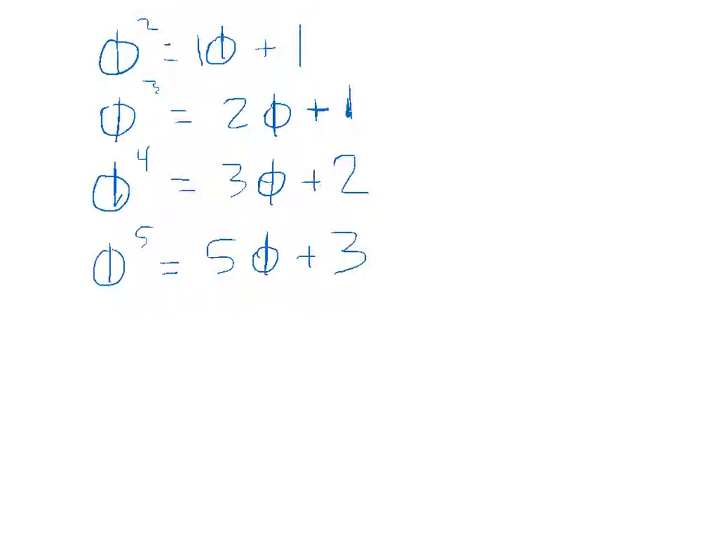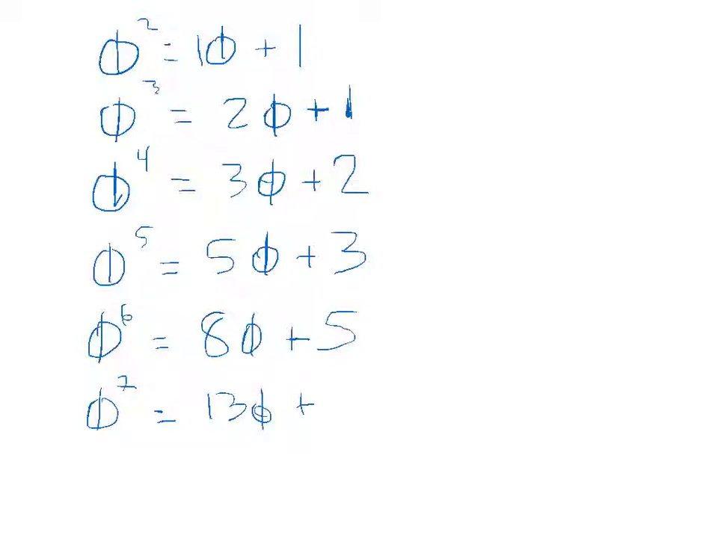So the coefficients on phi go 1, 2, 3, 5. Those are all Fibonacci numbers, and the next one would be 8. So let's guess phi to the 6th might be 8 phi plus, and then the numbers that are just the constants without the phi are 1, 1, 2, 3, which are the first four Fibonacci numbers. The next one would be 5. And then we could also project that phi to the 7th would be the next Fibonacci number, which is 13 phi, plus the next Fibonacci number after 5, which is 8.